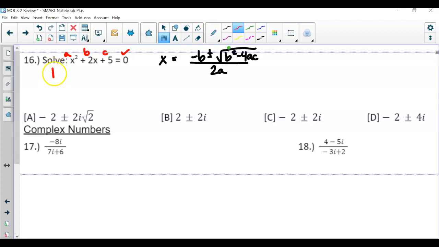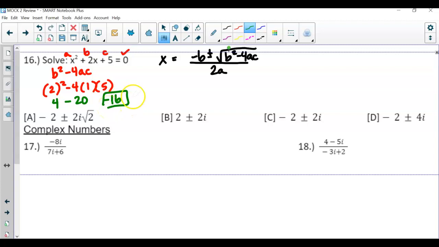So I'll start with the discriminant, b squared minus 4ac. B squared, 2 squared, minus 4 times a, which is 1, times c, which is 5. I've got 2 squared, which is 4, minus 20, giving me a discriminant of negative 16. That means now I have 2 imaginary, so we do need i in our final answer, which again checks out for all of our answer choices.